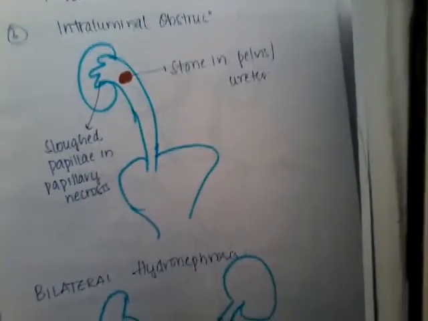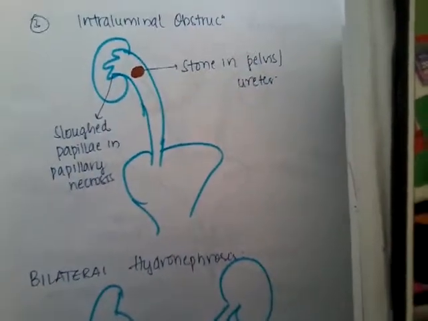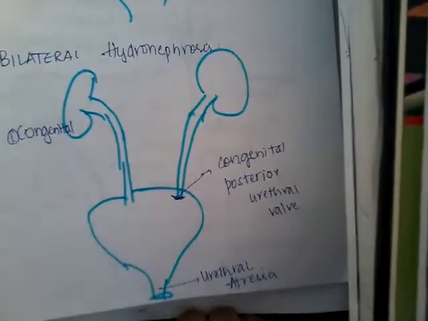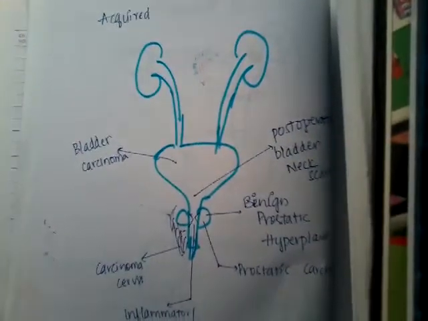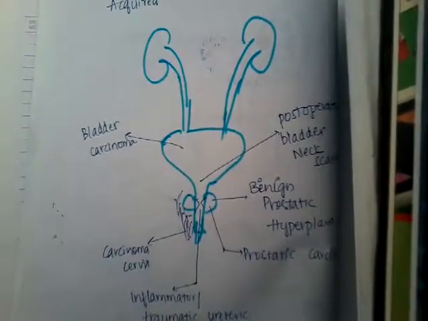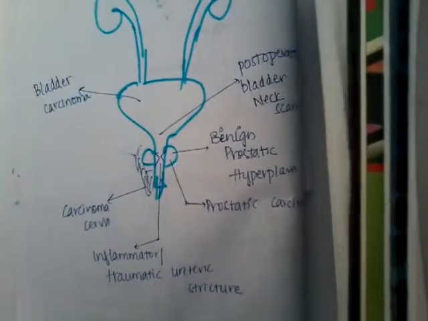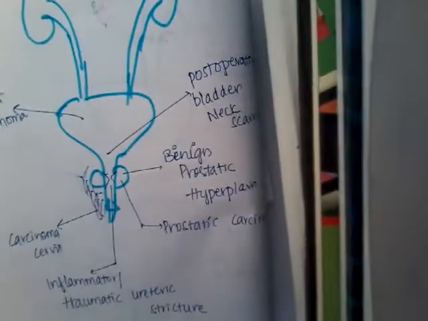And if it is intraluminal, there can be a stone in the ureter or pelvis and sloughed papillae in papillary necrosis. Then if it's bilateral hydronephrosis, it can be congenital posterior urethral valve or urethral atresia. Acquired causes can be postoperative bladder neck scarring, bladder carcinoma, benign prostatic hyperplasia, prostatic carcinoma, carcinoma of the cervix, inflammatory or traumatic ureteric stricture. So all these are the different etiological features which are responsible for hydronephrosis.